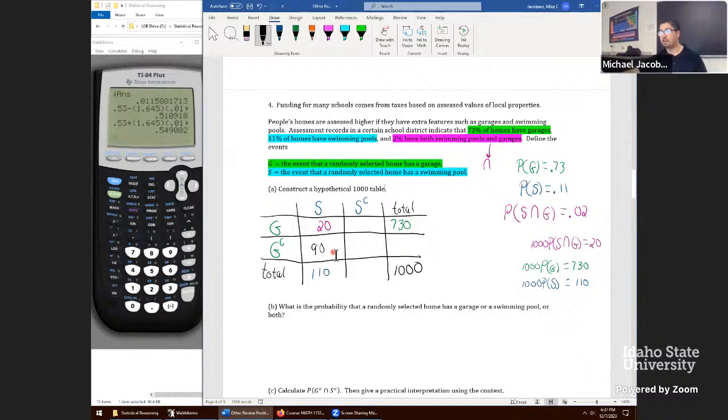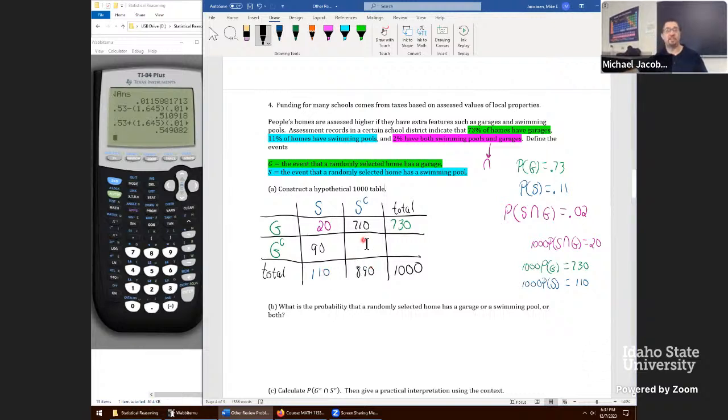And then just double check that your column does sum up to 110. Looks pretty good. In this cell, we would take 20 away from 730. So it becomes 710. Now, let's see, down below here, take 110 away from 1,000 so that the number here totals to 1,000. This would be 890.